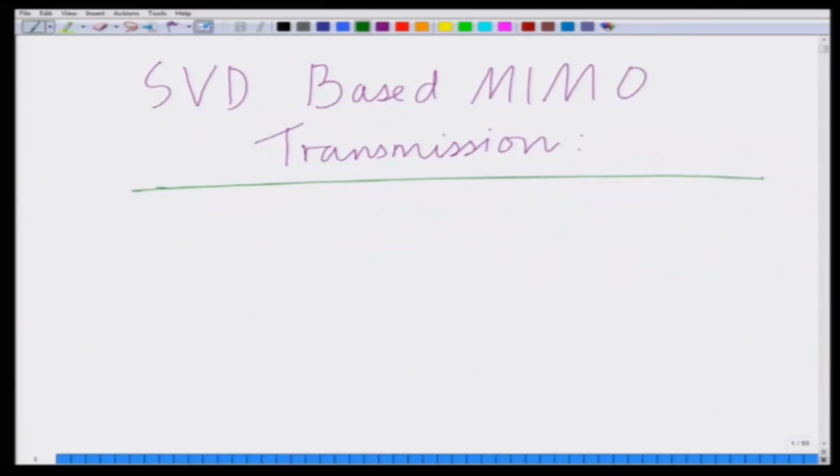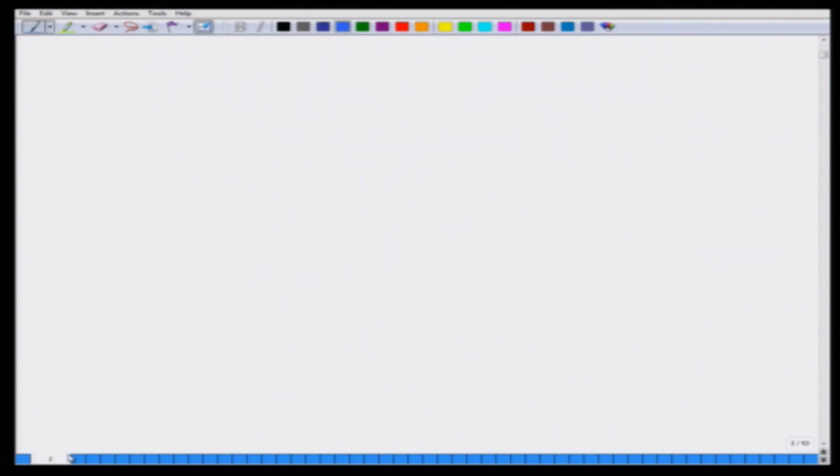Now, to better understand all these aspects, let us look at a simple example which will summarize these aspects related to SVD or singular value decomposition based MIMO channel. So, today we are going to look at SVD based MIMO transmission, but we are going to consider a simple example to help understand these aspects comprehensively.